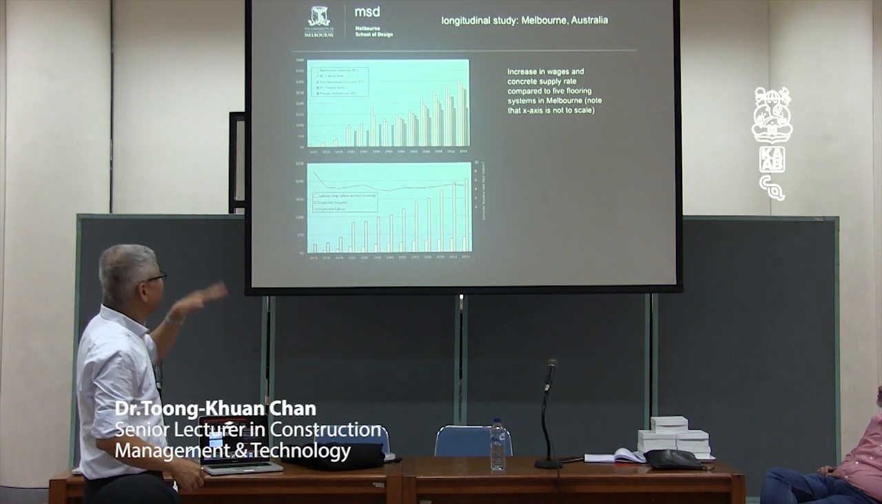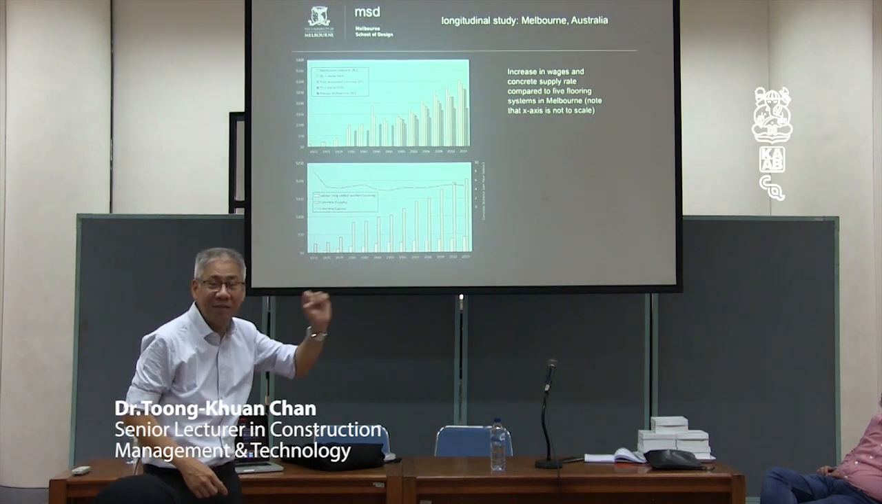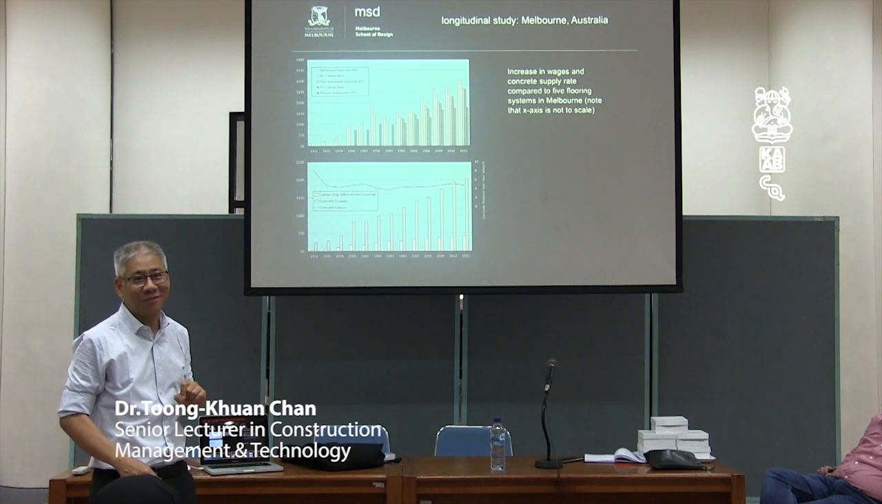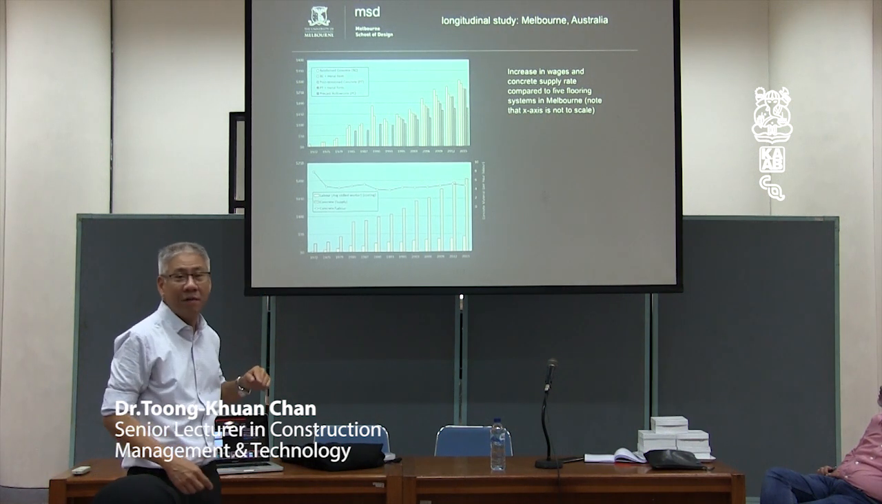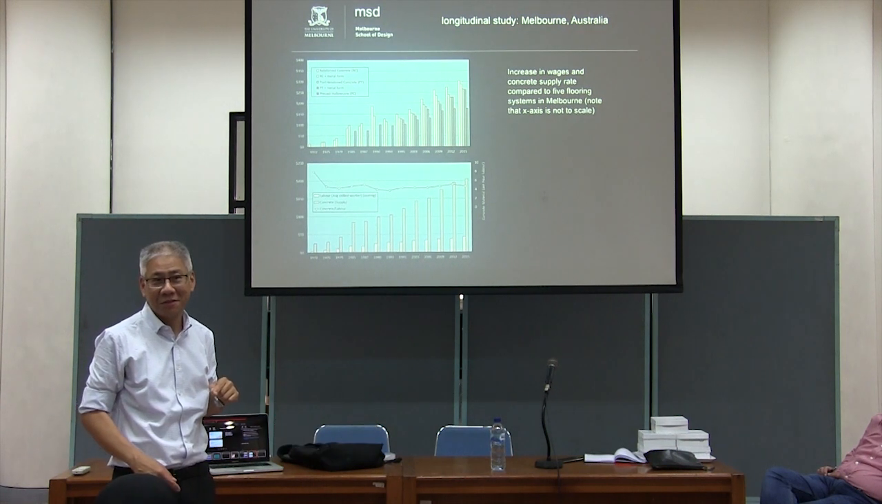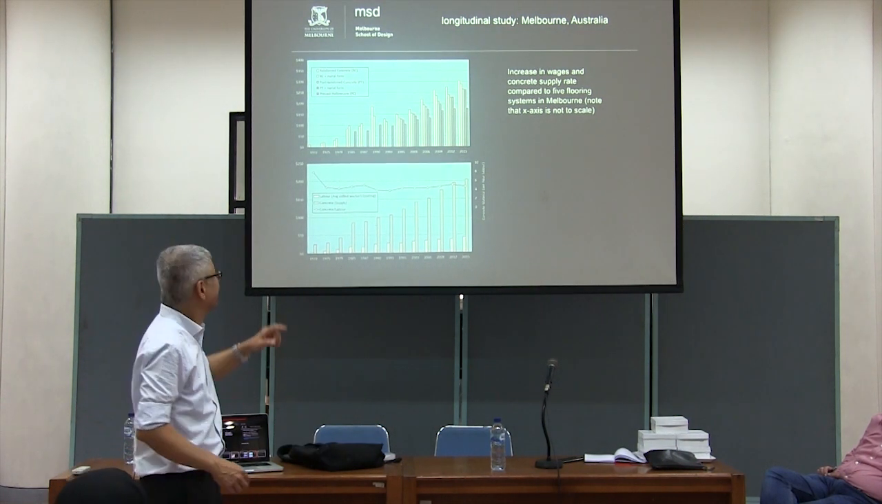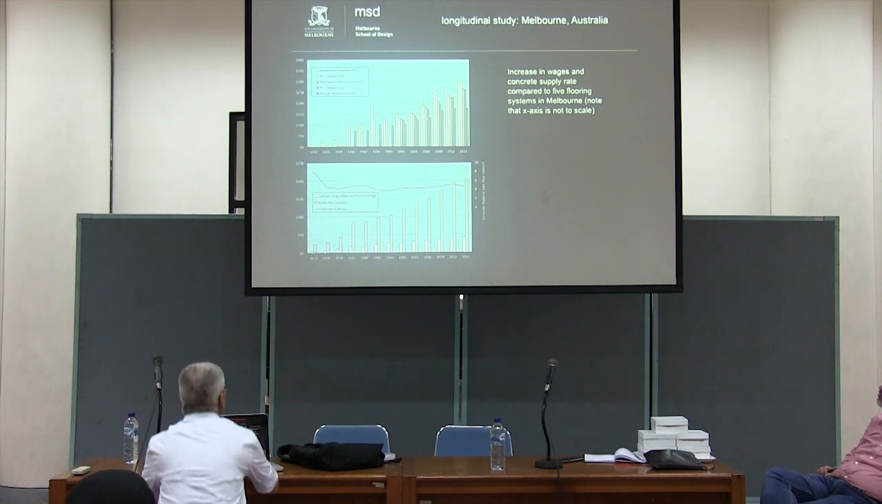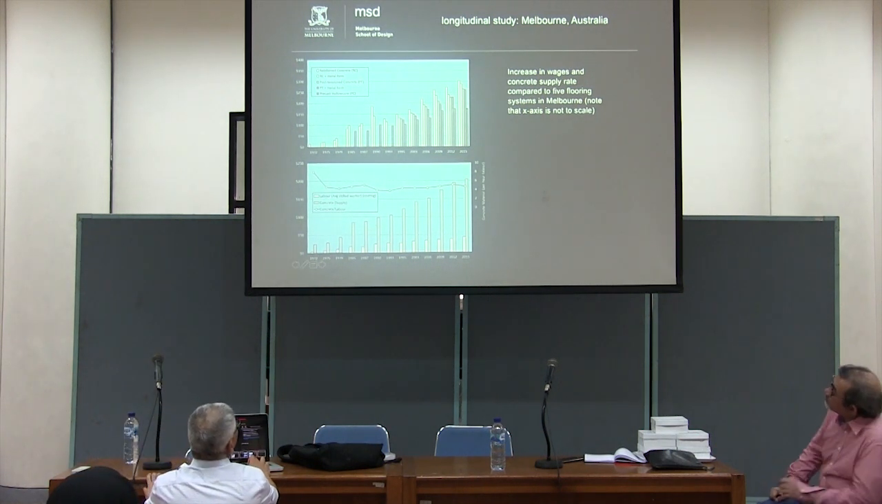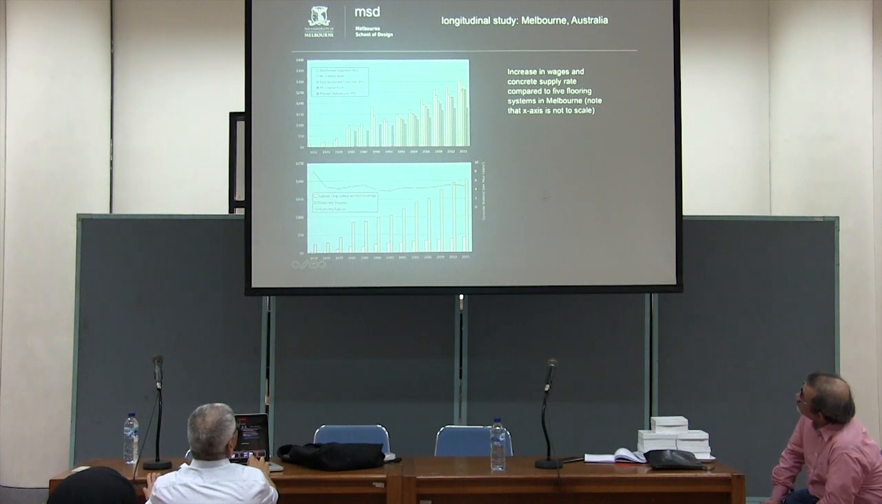Our labor costs increase faster than concrete costs. So our concrete to labor ratio changes over time. And the bars, okay, let me show you the bars. 1, 2, 3, 4, 5. The white color one is reinforced concrete.